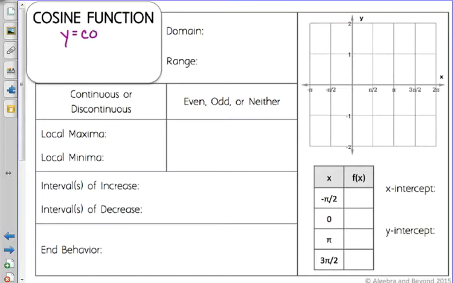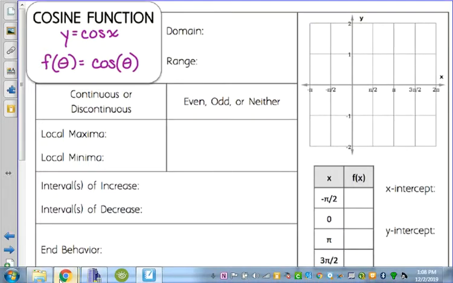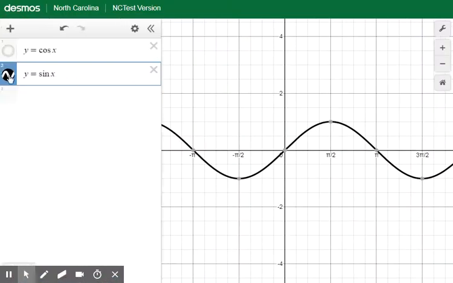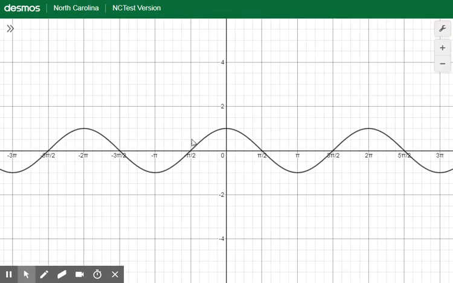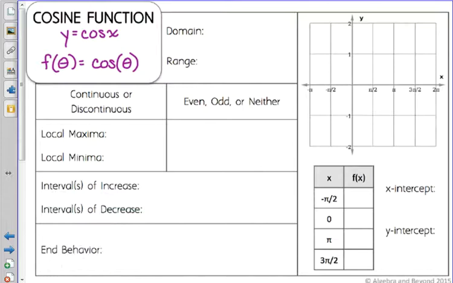Okay, let's look at cosine. So our function is y equals the cosine of x, or in function notation, f of theta equals cosine of theta. There could be parentheses or not parentheses. It means the same thing. If we look at our cosine function instead of sine, notice pretty similar shape there. But the difference is it doesn't go through the origin. It starts at its maximum. So 0, 1 is our point here.